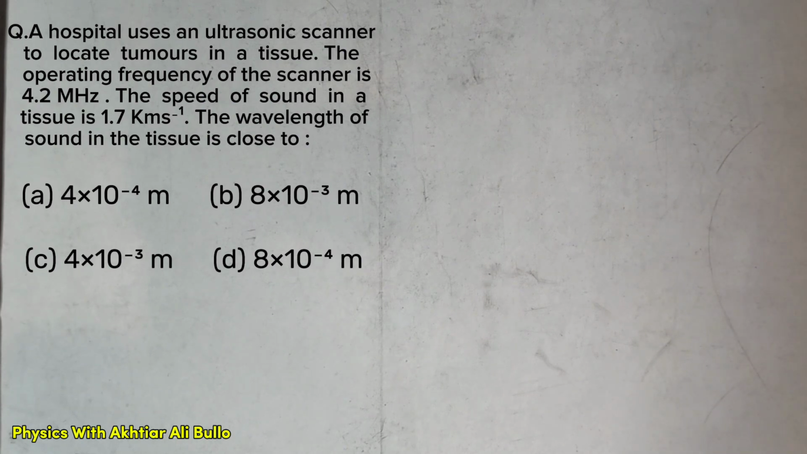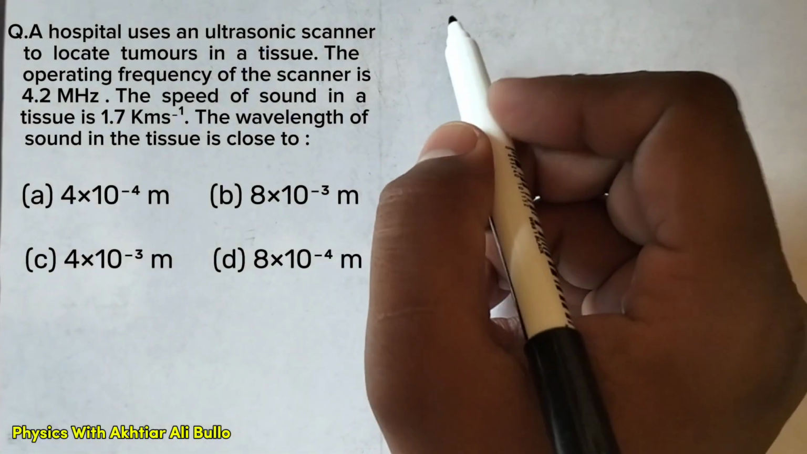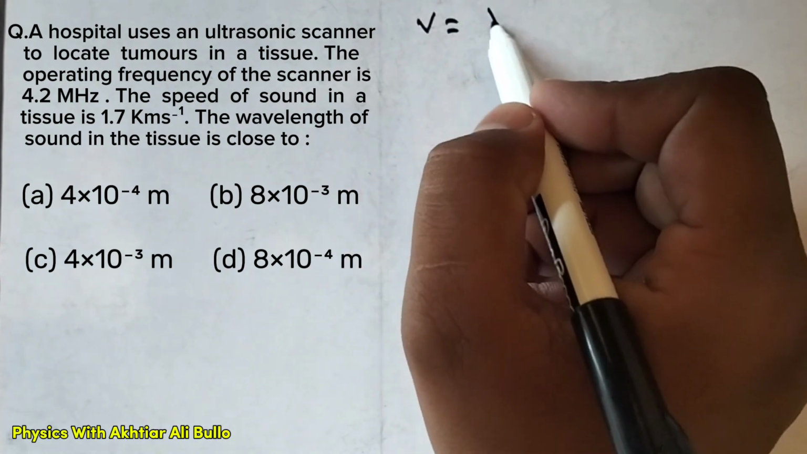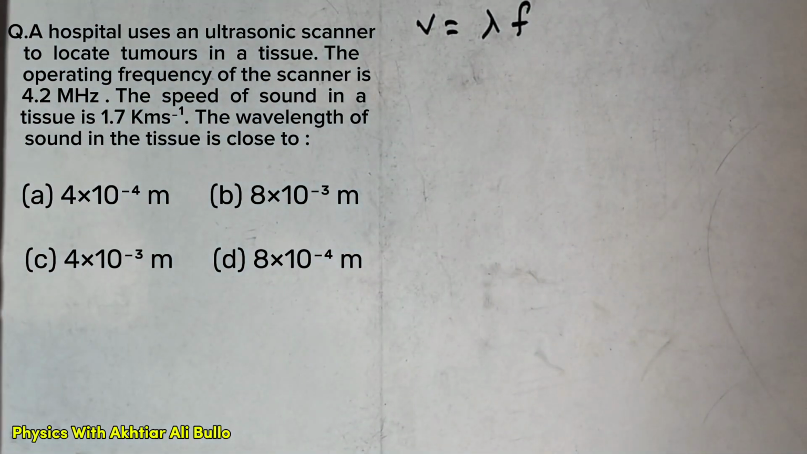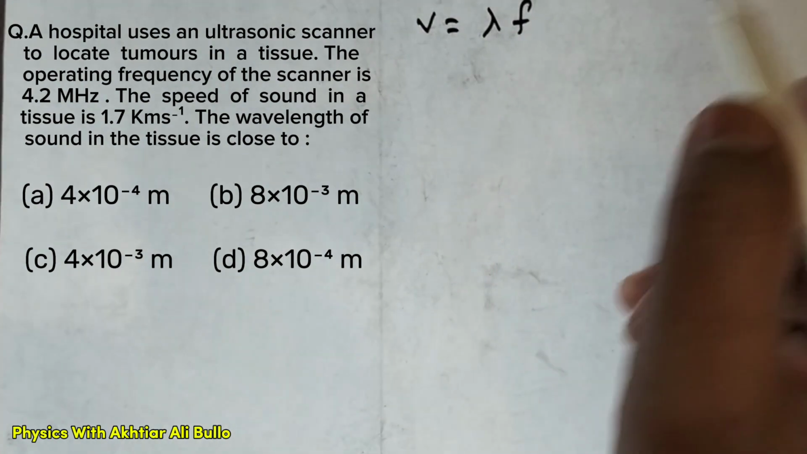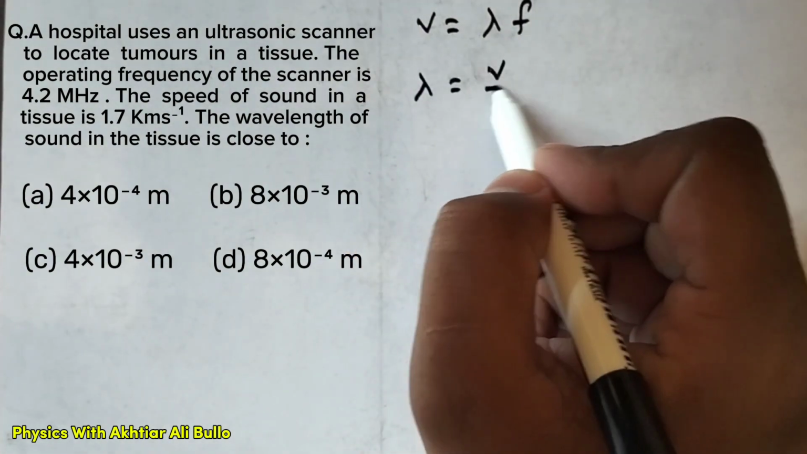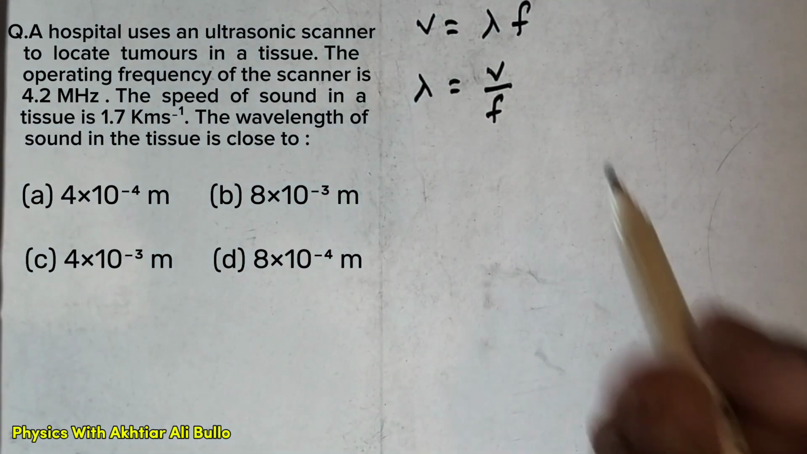Here we are given the frequency and the speed of sound, so we have to find the wavelength of the sound. Wave velocity is calculated by using the formula V is equal to lambda into F. So we have to find lambda. So lambda will be equal to V upon F.